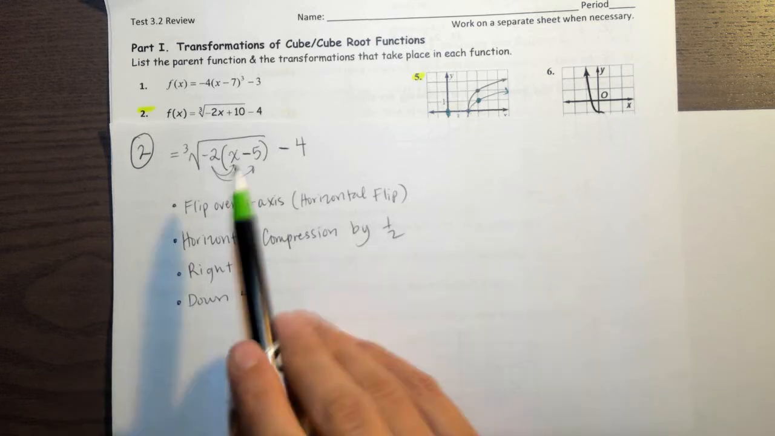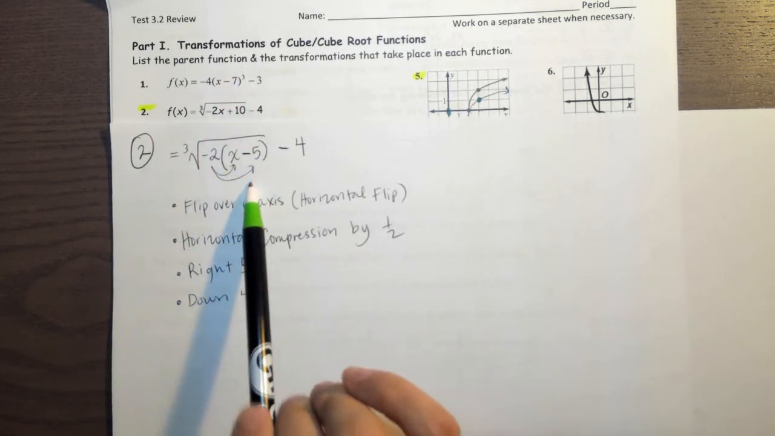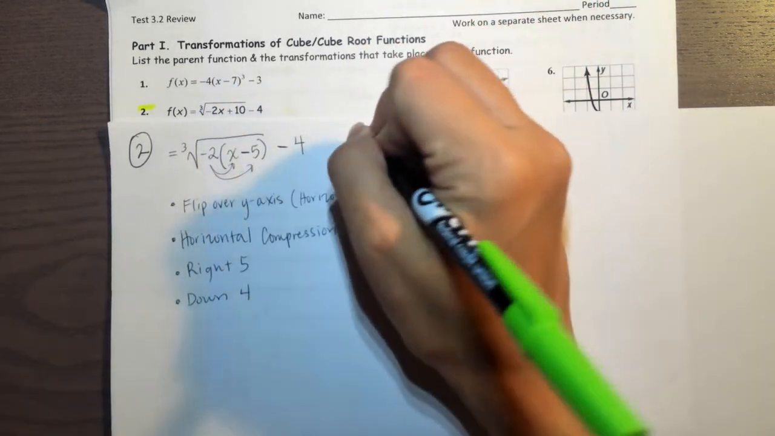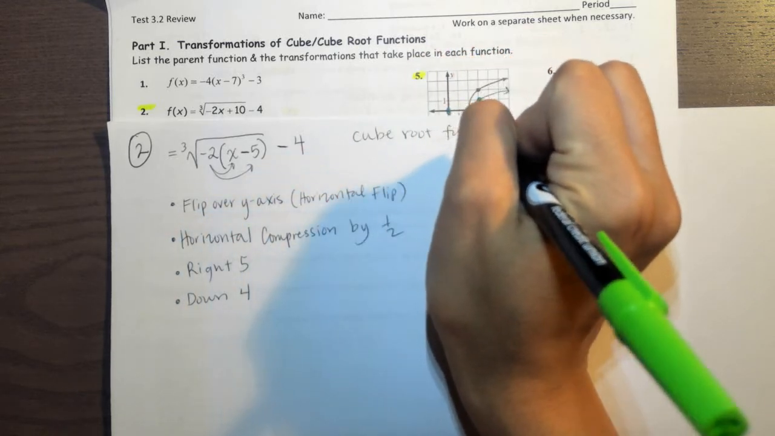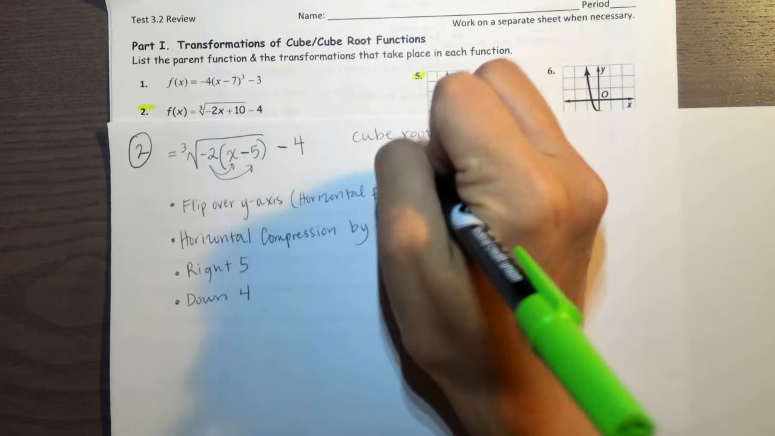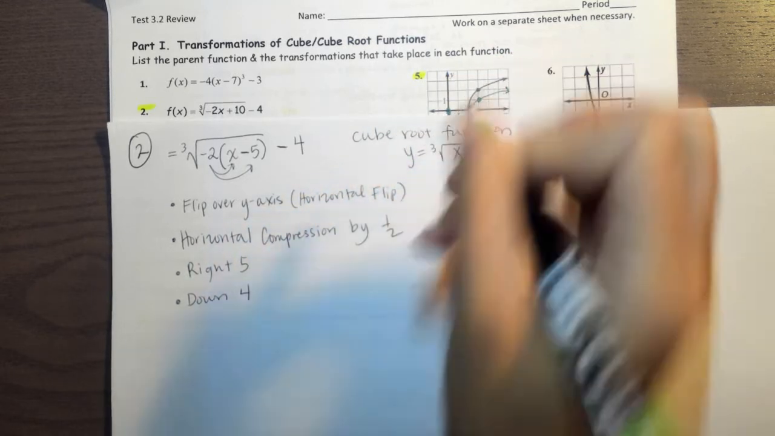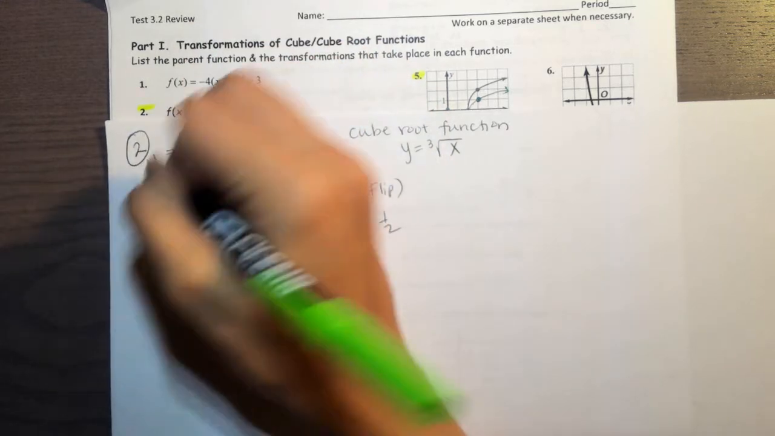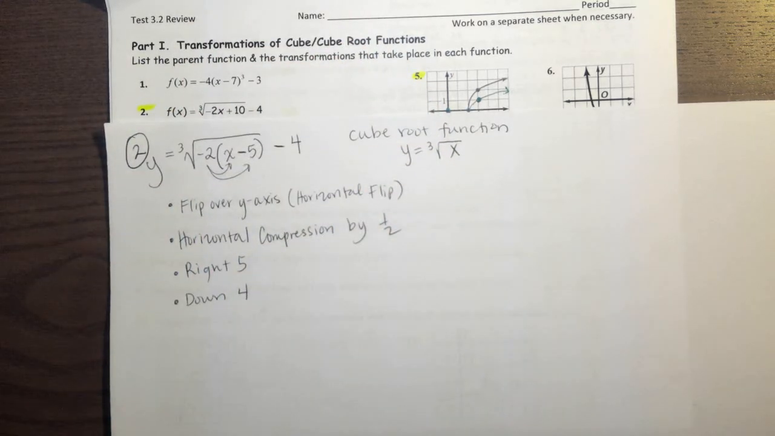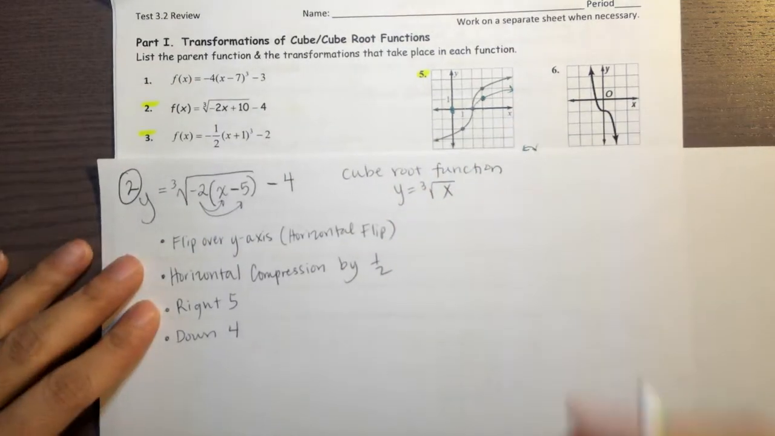And it says list the parent function. That just means which parent function is this. This is the cube root function, and so y equals the cube root of x. So you're just comparing this transformation, right guys, here to here. So that's number 2. Let's go ahead and go to number 3.